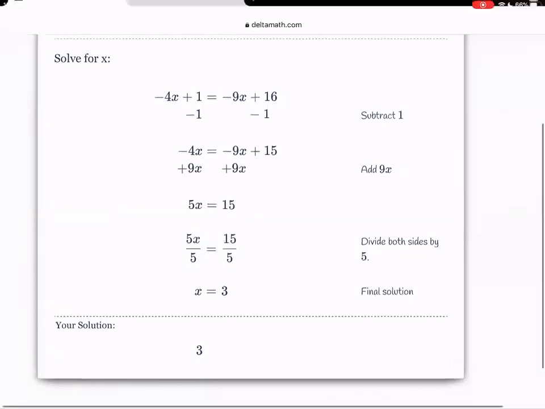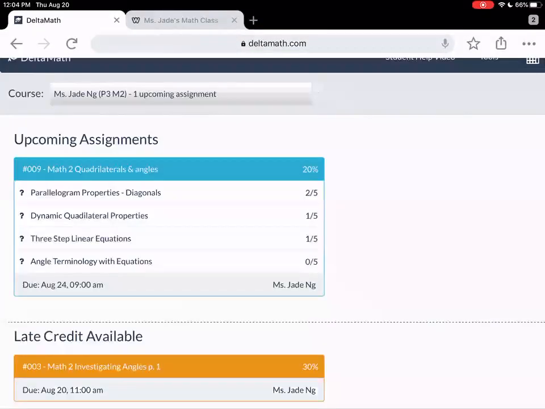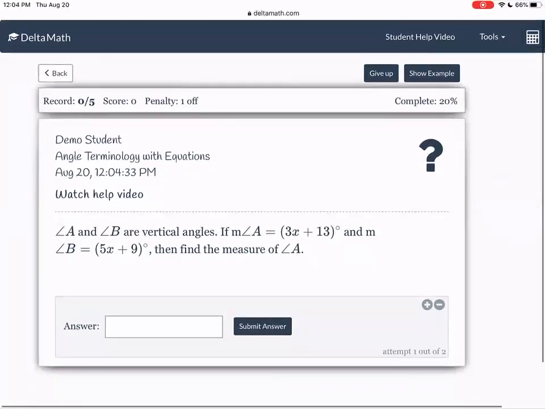Okay, feel free to interrupt me if you do, but I'm going to go to the last section. The last section is angle terminology with equations. Okay, so this one says measure of angle A and measure of angle B are vertical angles. If measure of angle A is equal to 3x plus 13 degrees and measure of angle B is equal to 5x plus 9 degrees, then we have to find the measure of angle A.